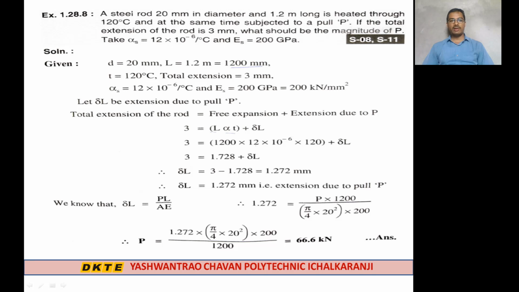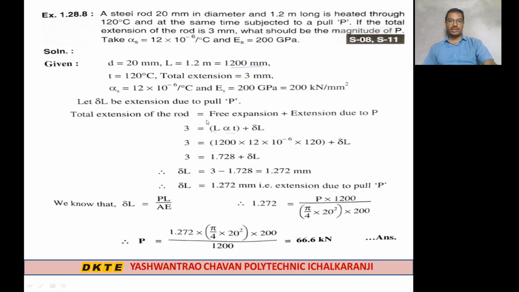A steel rod of 20 millimeter diameter, D is 20, 1.2 meter long, L is equal to 1200 millimeter, heated through 120 degrees centigrade, T is equal to 120 degrees centigrade. At the same time, subjected to an axial pull P, that is load P is applied. If the total extension of the rod is 3 millimeter, what should be the magnitude of P? That means the value of P we have to find out. Coefficient of expansion is 12 into 10 raised to minus 6 per degree centigrade and Young's modulus is 200 GPa. GPa means kilonewton per millimeter square.